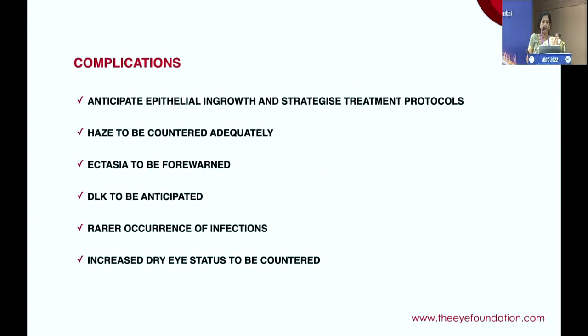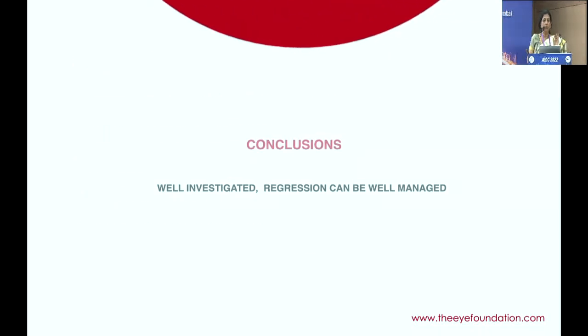The complications to be anticipated: you could have an epithelial ingrowth. You would have to then strategize your treatment protocols accordingly. You might be prepared for haze post-regression, and you need to use mitomycin and topical steroid drops adequately. You should beware of ectasia. DLK again could be anticipated. Rarely you could have infections, and increased dry eye status should be looked out for. We need to counter it, which could have been the primary cause for the regression.